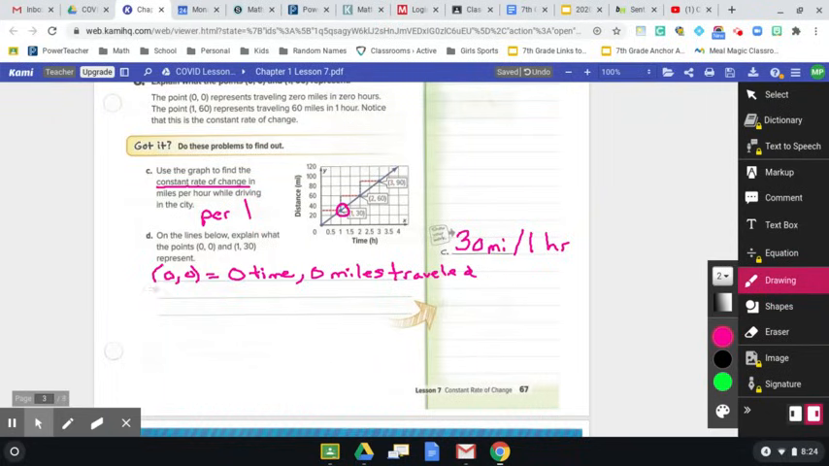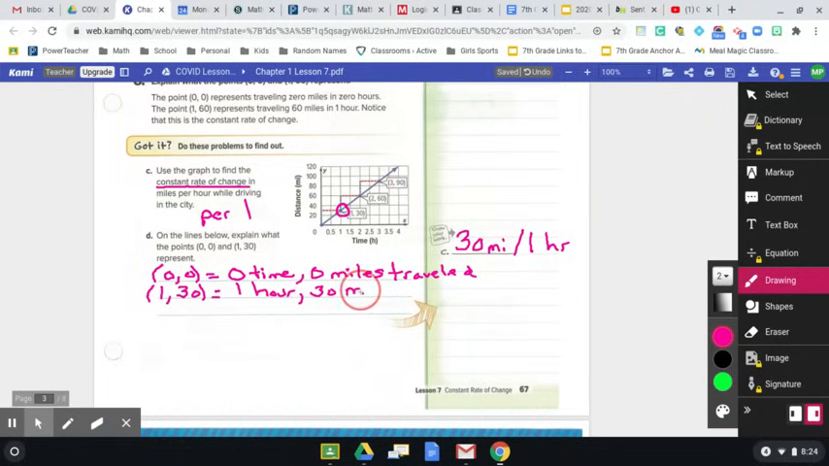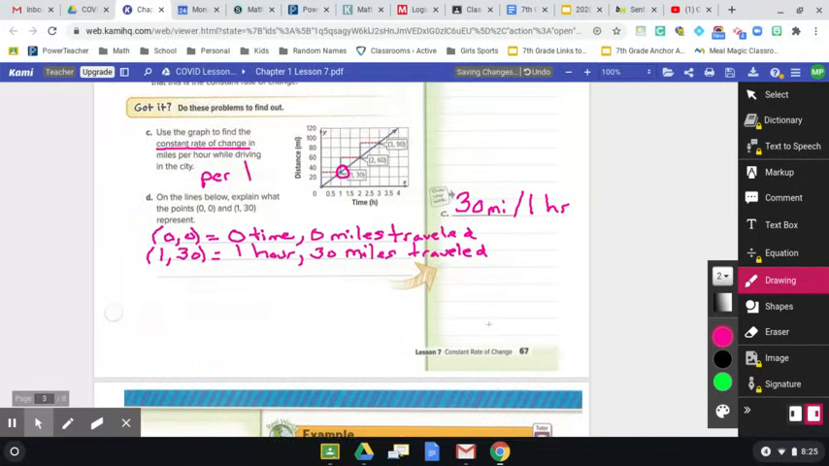0 time, 0 miles traveled. And then 1, 30, well, we just saw that in letter C. But understanding what that means, remember 1, this first value is your x value. Look on your x-axis, this is time in hours. In 1 hour, 30 miles traveled. So being able to read and see a constant rate from a graph.